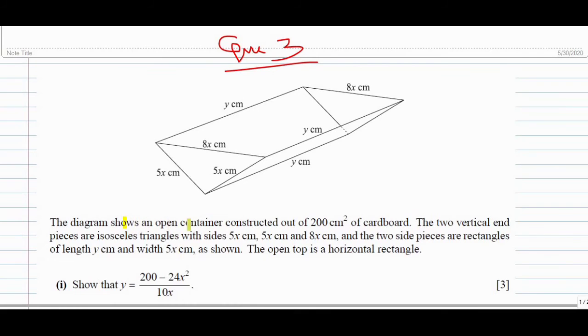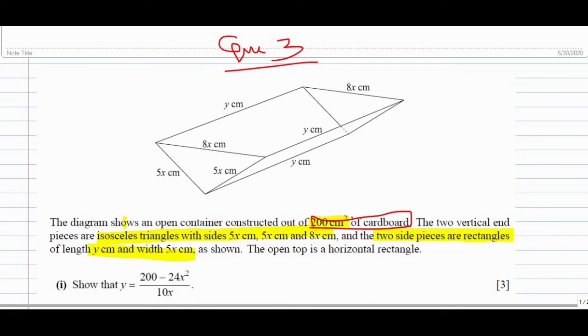Question 3 consists of a prism. The diagram shows an open container constructed out of 200 centimeter square of cardboard. The two vertical pieces are isosceles triangles with sides 5x centimeter, 5x centimeter and 8x centimeter. The two side pieces are rectangles of length y centimeter and width 5x centimeter as shown. The open top is a horizontal rectangle.